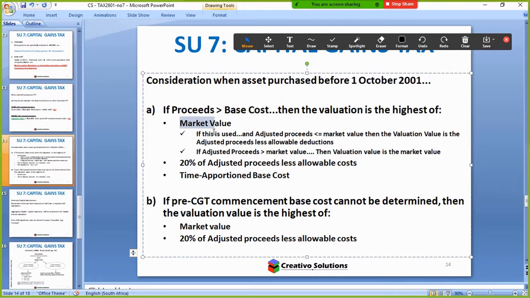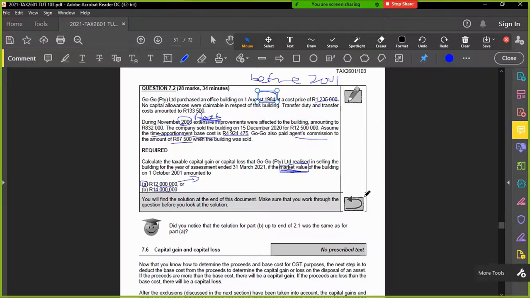Market value: if this is used, and the adjusted proceeds is less than the market value, then the valuation date value is the adjusted proceeds less the allowable deductions. We need to check that. If adjusted proceeds are greater than market value, then the valuation date value is the market value. So we need to identify which is which. What are my adjusted proceeds? Is there recoupment here? Let's go back and check. What was my selling price?